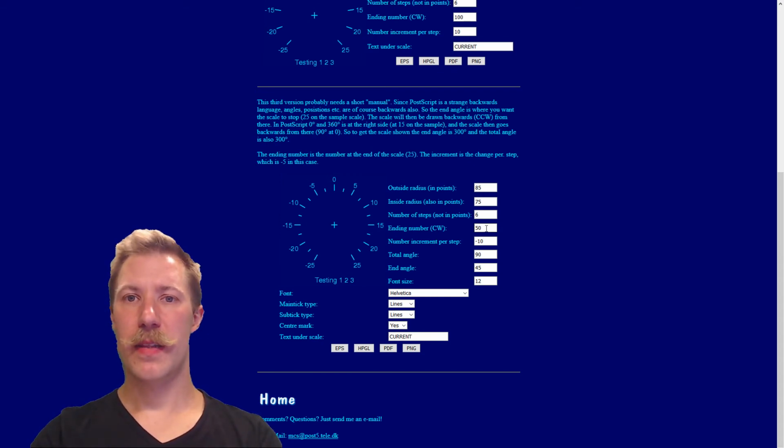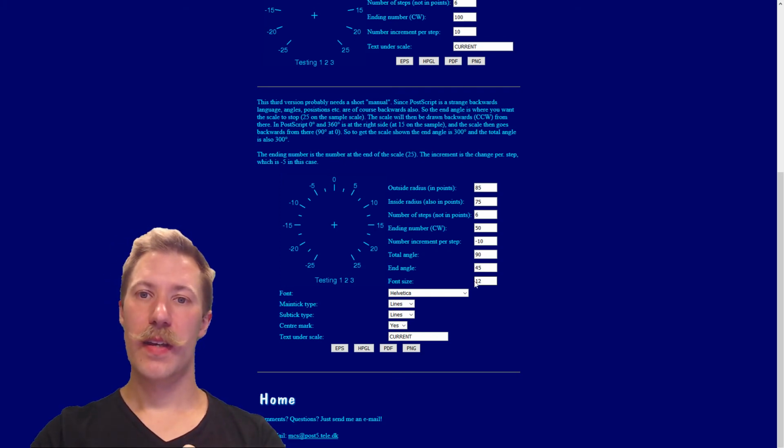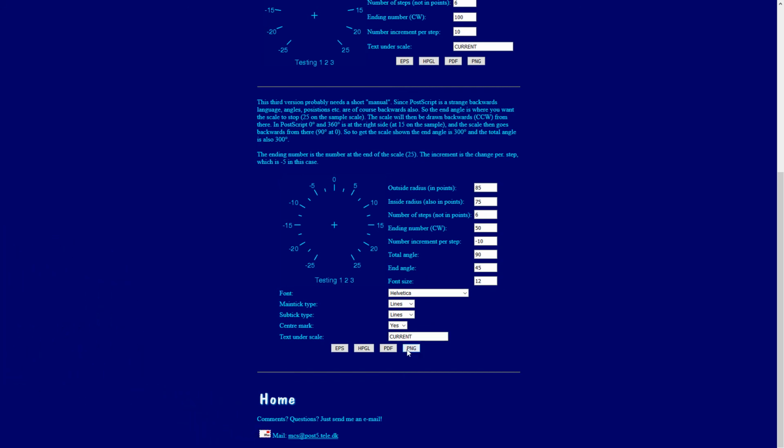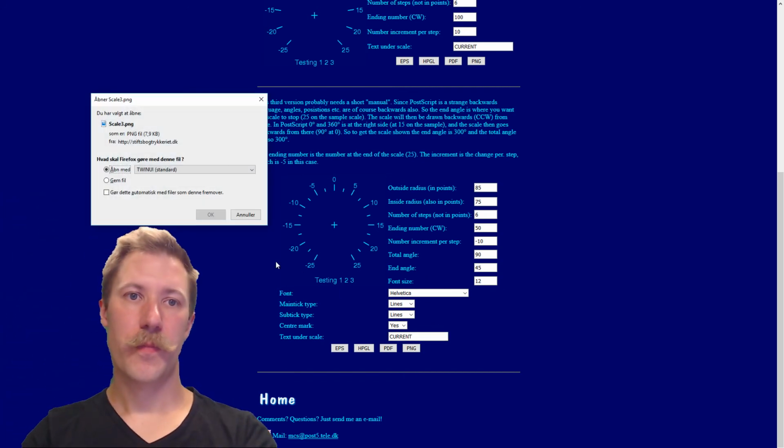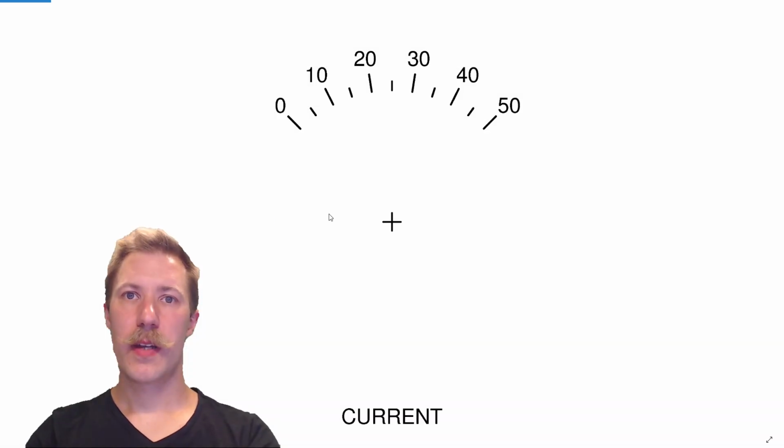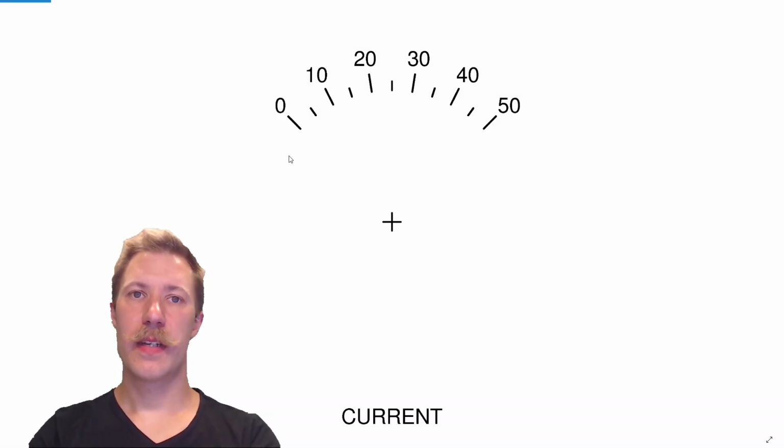I will have to write in that the final number is 50. I have 6 steps, and each step should be minus 10. By doing so, and also putting in the starting angle and then the degrees that the angle moves over, I can then generate, let's see where the PNG button is, it's here, and we can open the file, and we see, yeah, this actually generates a 90 degree scale from 0 to 50 amp current. So let's get this printed and see how it fits on the meter.